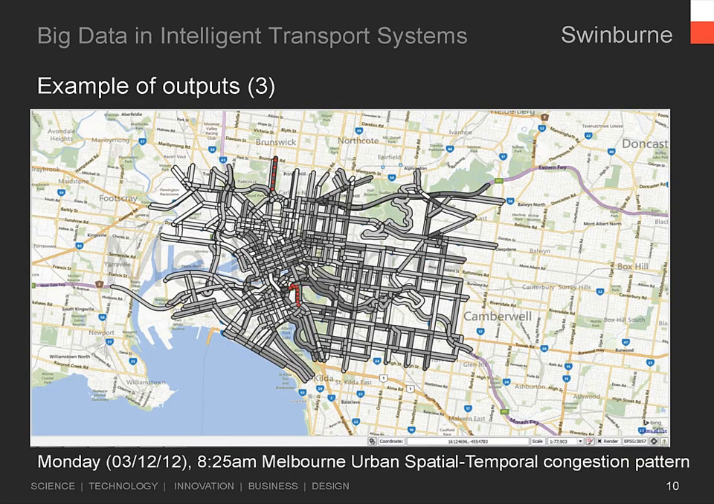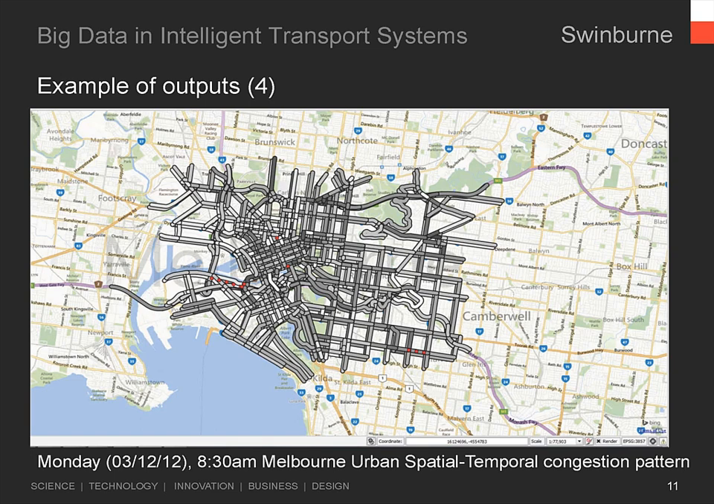This is another example where we're looking at spatial and temporal clustering of congestion. So this is 8:25 in the morning, based on some historical data from 2012. You can see clearly that the congestion is in this south-north direction, but 5 minutes later, the congestion seemed to shift into this direction.